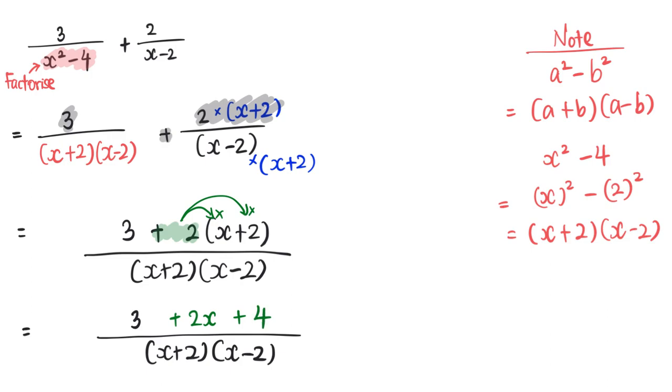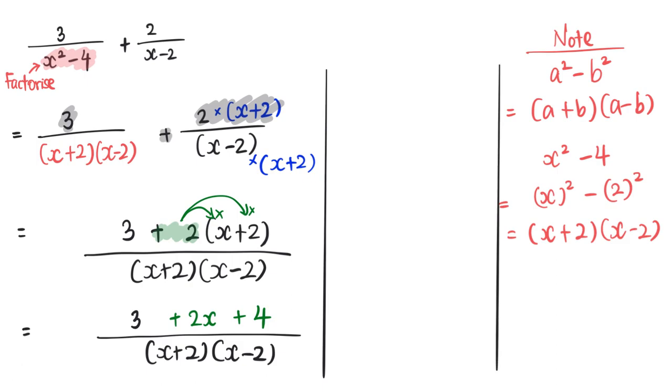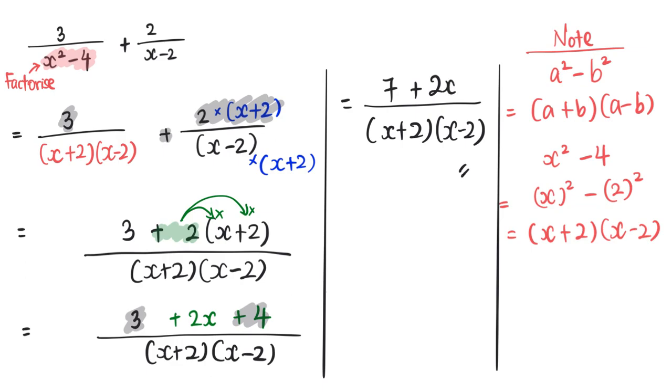And so the final answer would then be equals to, the whole thing is still x plus 2, x minus 2. I would have 3 plus 4, 7, and plus 2x. And we have come to the end of this video, or this part of the problem.